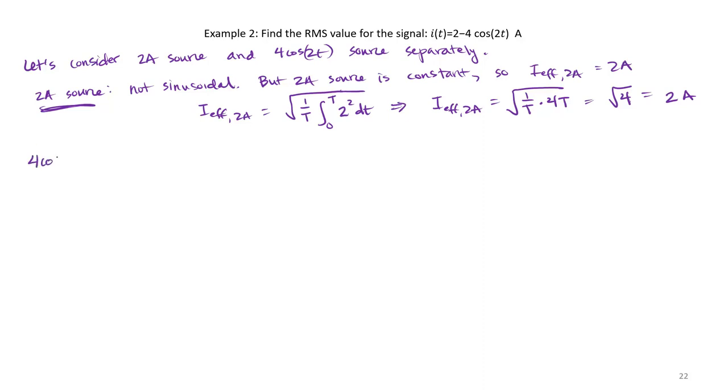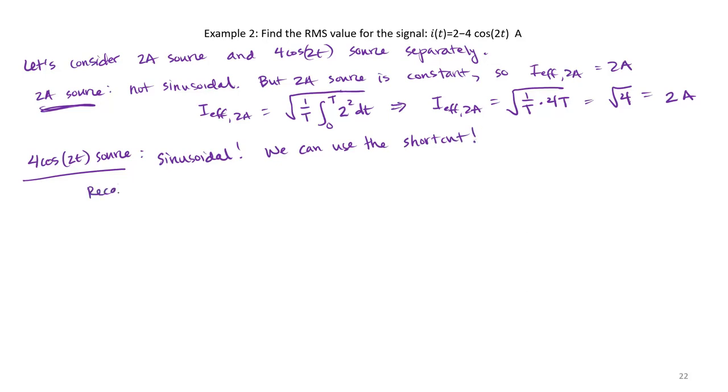Now let's consider the 4 cosine 2t source. Notice this source is sinusoidal, so we can use the shortcut. So remember the shortcut. We can say our RMS value is equal to our magnitude divided by square root of 2. So in this case, the amplitude of our signal is 4 divided by square root of 2. That gives us 2.828 amperes.